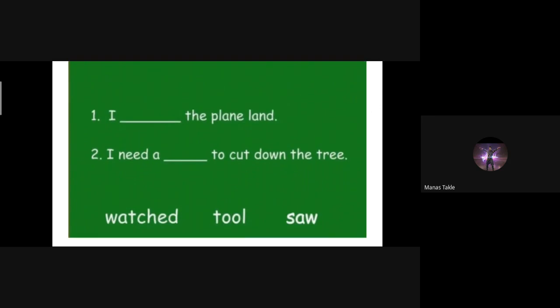I dash dash the plane land. I need a dash dash to cut down the tree.